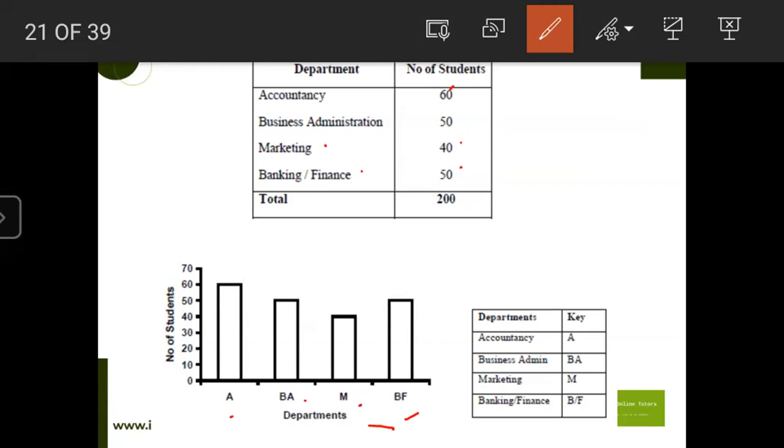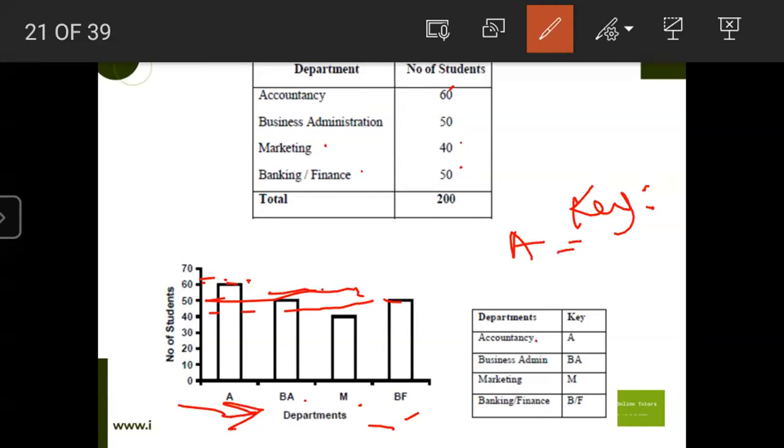A for accountancy, accountancy carry what? 60. This is the 60. Biz admin 50, this is the 50. Marketing 40, this is the 40. Banking and finance 50, that is the 50. You now have your key. Key means what you give the examiner, what you've used here. I've used A for accountancy. I've used BA for biz admin. I've used M for marketing. I've used BF for banking and finance. That is the key.